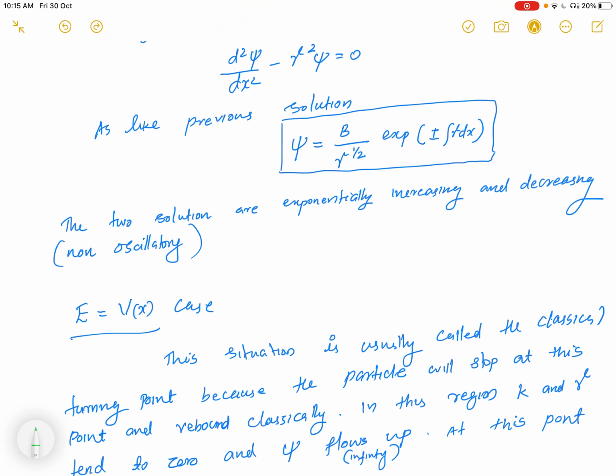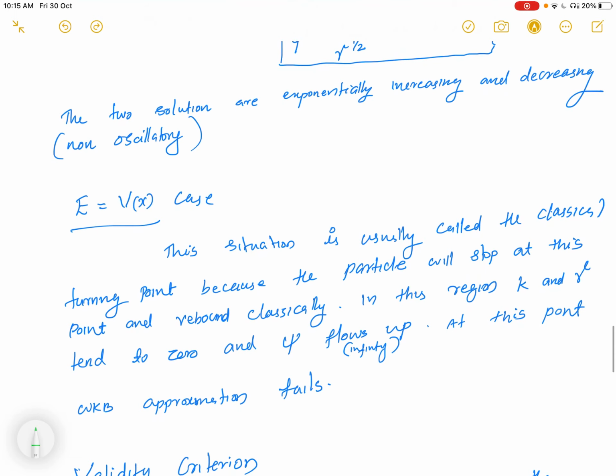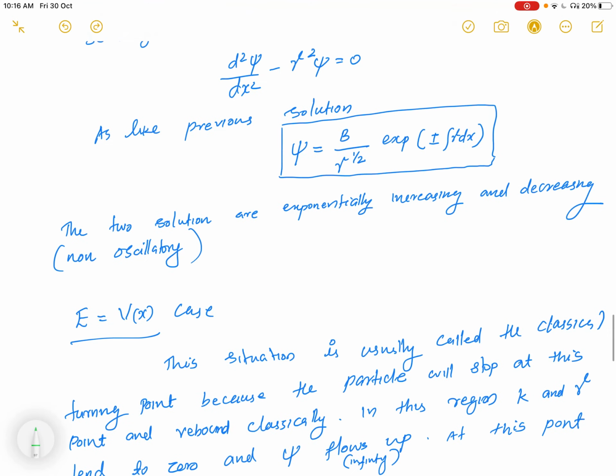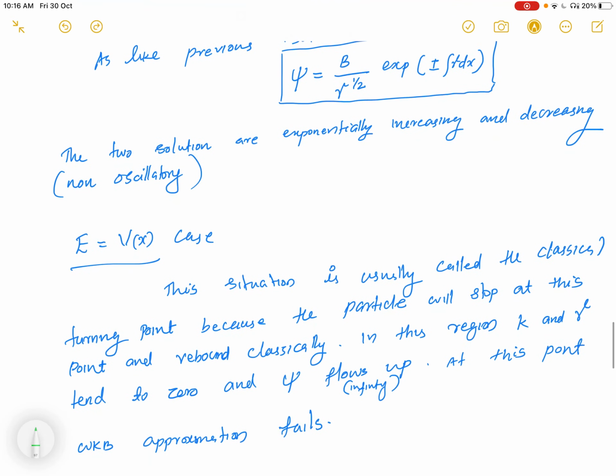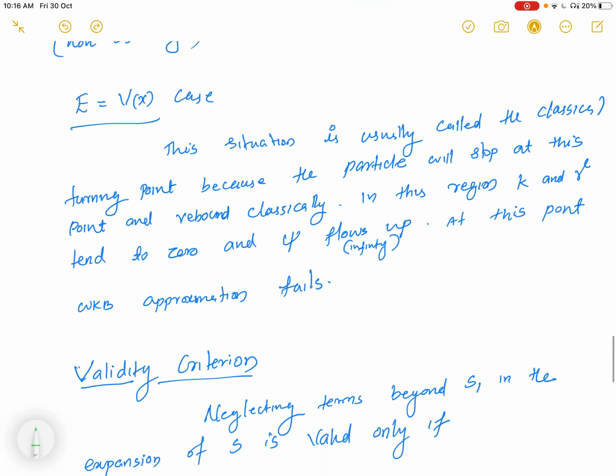That's all. What about E equal to V of x? In this case, energy equal to potential means that point is classically a turning point, because the particle will stop at this point. In the harmonic oscillator, the particle is oscillating, and at this point the total energy is equal to the potential energy. So that is the turning point, because the particle will stop and be rebounded classically. In this region, k and gamma tend to 0 and psi tends to infinity, because k tends to 0. At this point, the WKB approximation fails. So E equal to V of x is the classical turning point, and the WKB approximation is not a good one there.